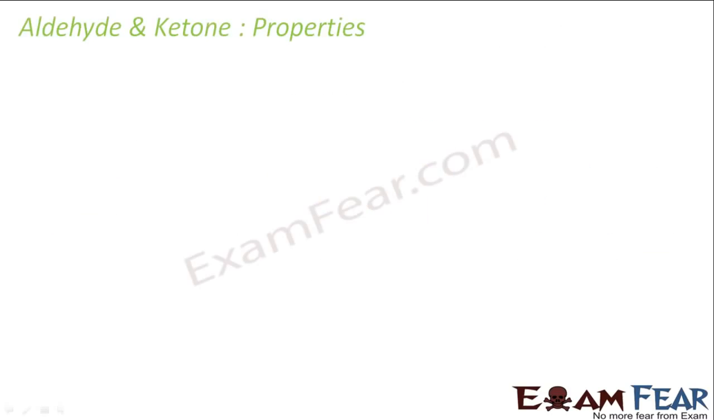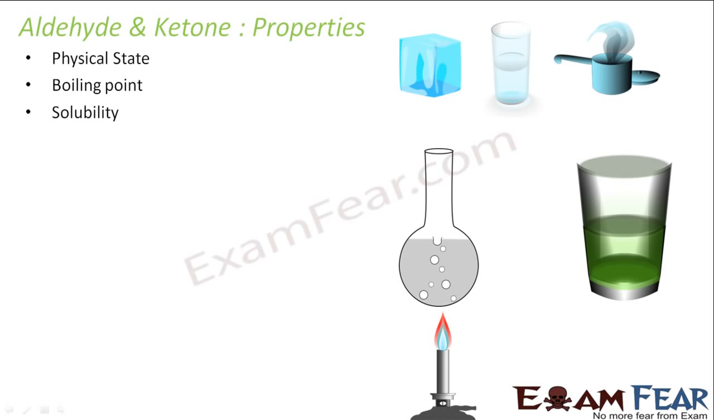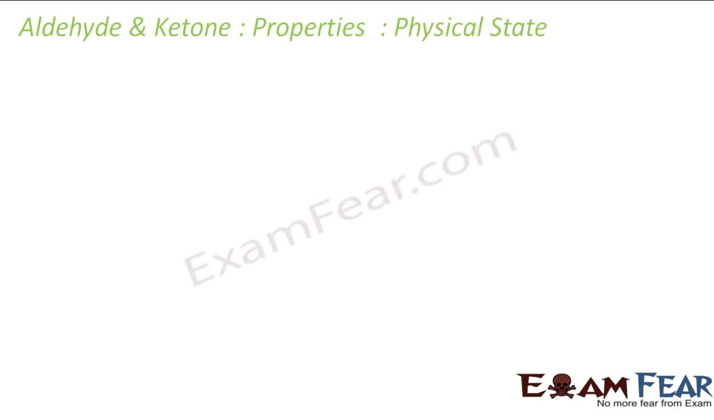Now till now what we have done, we have named the aldehydes and ketones and we have discussed methods to prepare them. So now we know how to name aldehydes and ketones and we know how to prepare them. Now let's go one step further and understand the physical properties of aldehydes and ketones. In physical properties, I'll be discussing the physical state, boiling point, and solubility. So we'll discuss all these properties for aldehydes and ketones.